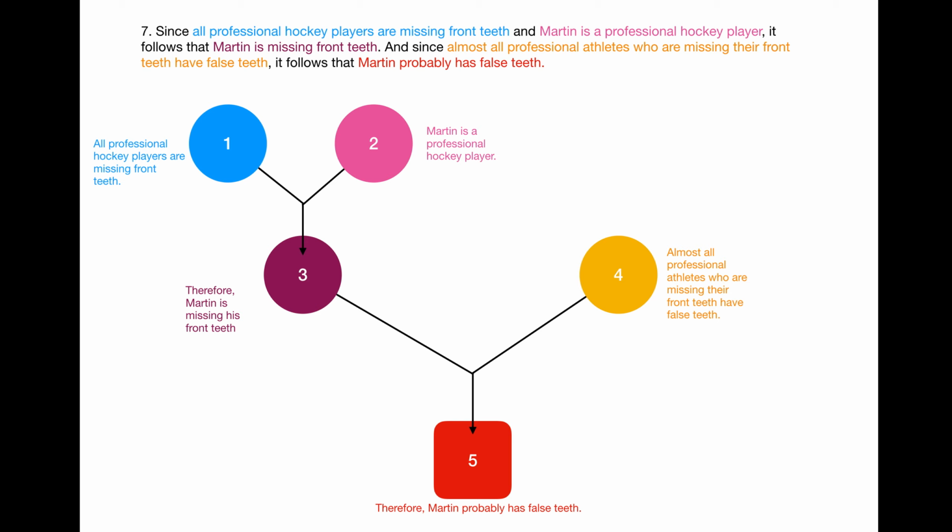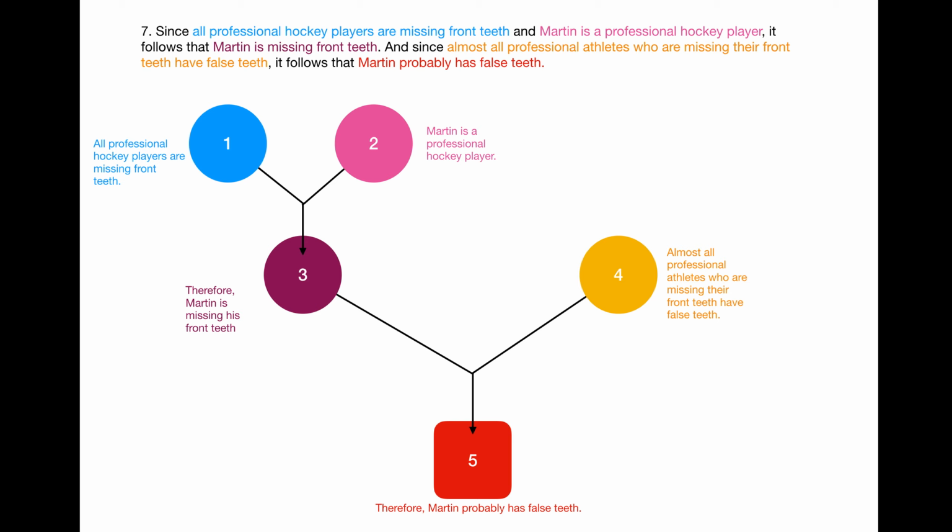Information 2, Martin is a professional hockey player. So it follows, if all hockey players are missing their front teeth, and Martin is a hockey player, then we can conclude from that when they're added together that Martin is missing his front teeth, right? All professional hockey players are missing their front teeth, going directly to it. So if we did premise 1 to 3, all professional hockey players are missing front teeth, therefore Martin is missing front teeth. Well, no, because it doesn't say anything about Martin being a hockey player.